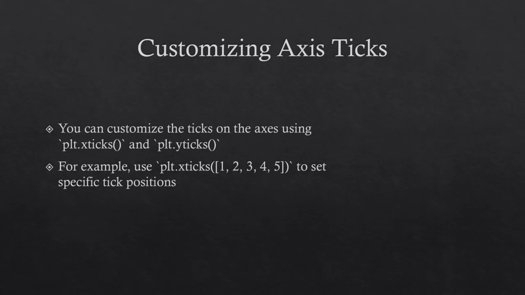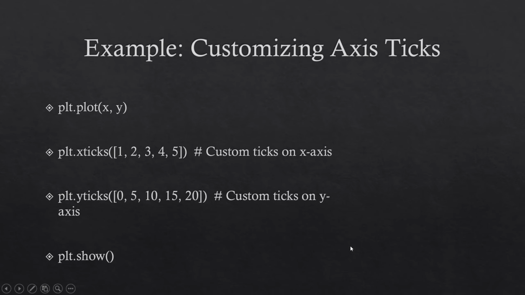You can customize the ticks on the axis using plt.xticks and plt.yticks. For example, use plt.xticks 1, 2, 3, 4 to set specific tick positions. plt.plot, plt.xticks, plt.yticks for customizing ticks on the y-axis. plt.show.